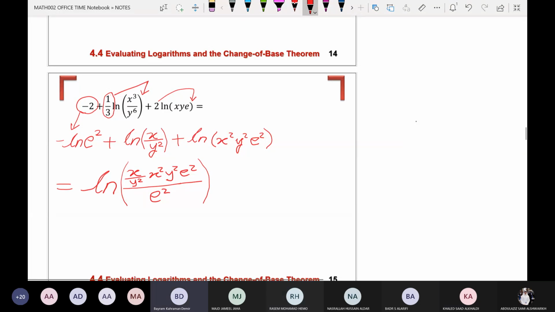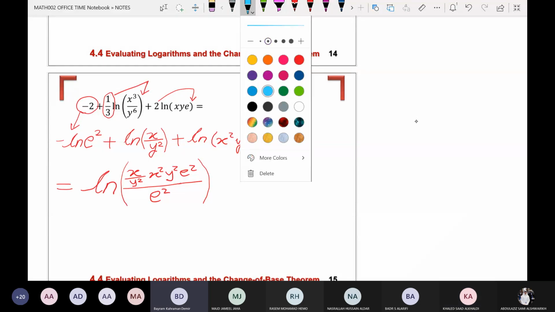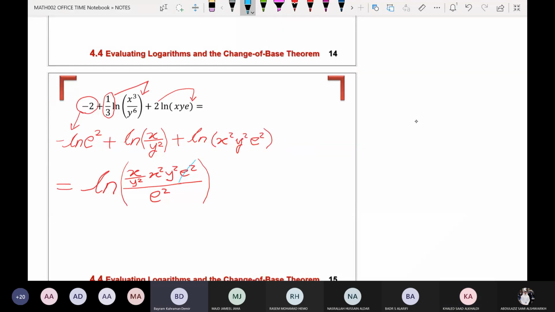Okay, let's simplify. E square is gone, and y square too. Y square is cancelled here. So we have ln of x cube only. You see? That is the answer.